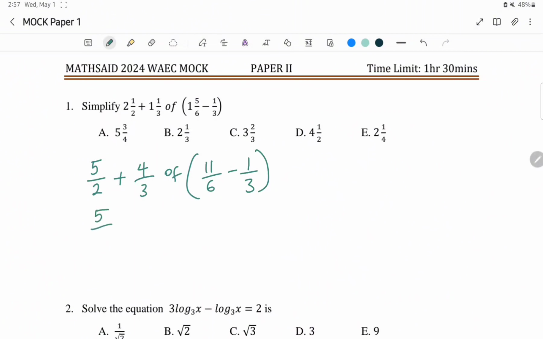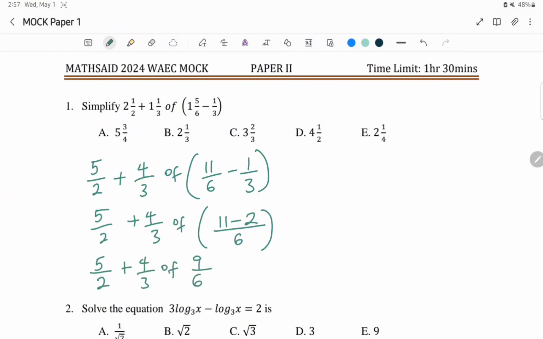So that means 5/2 plus 4/3 of the LCM of 6 and 3, which is 6. So 6 divided by 6 is 1. 11 times 1 is still 11. 6 divided by 3 is 2. 2 multiplied by 1 is 2. That means we have 5/2 plus 4/3 of 9/6, which is the same as 5/2 plus 4/3 times 9/6.